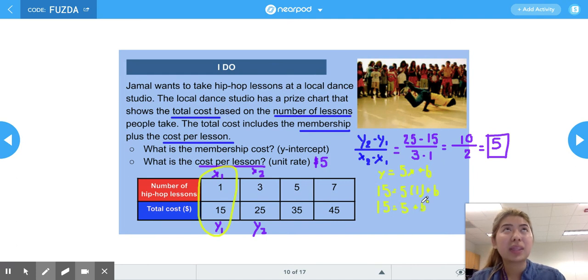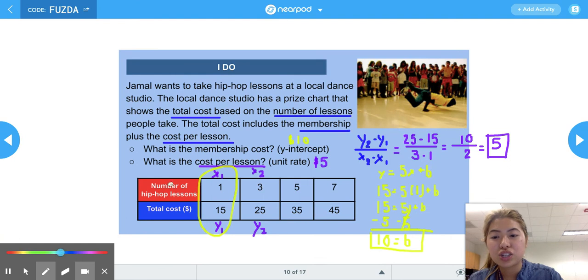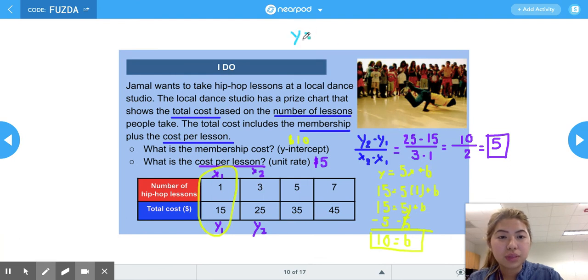So I can solve this by thinking what number plus 5 is equal to 15, or I can do the opposite operation. So the opposite of positive 5 is negative 5. So I'm going to subtract 5 on both sides of the equal symbol. 15 minus 5 is 10. 5 minus 5 is 0. So I have b is equal to 10. So that means that the membership cost, the one-time fee that you're paying, is $10. If I were to combine this information to write my equation, it would be y is equal to 5x plus 10. And it's plus 10 because our y-intercept was positive.